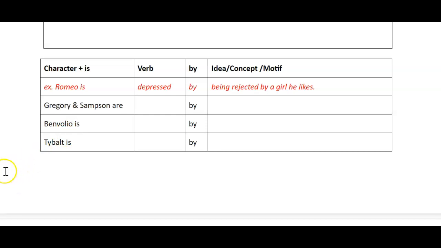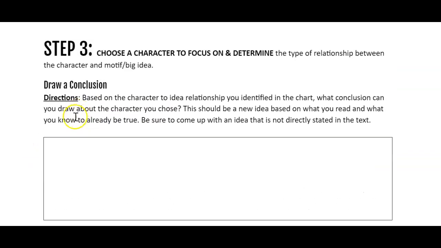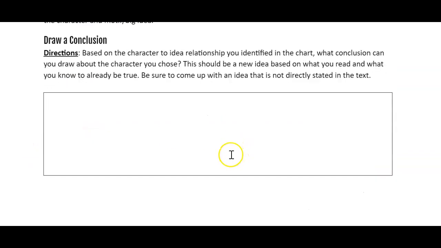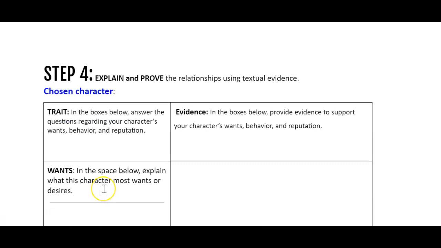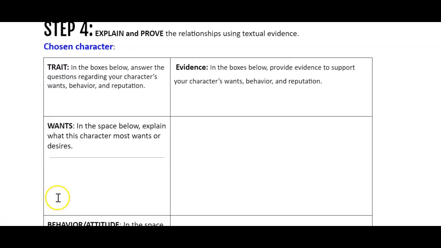So even though he's not in one of these families, he has no reason to be a part of this feud in the first place. He involves himself maybe for that reason. So that's what I could put here in step 3 when I'm drawing my conclusion. All right, and then the last step you have here is step 4, which is where you're going to explain and prove the relationships using textual evidence.